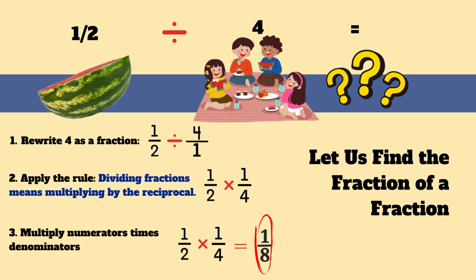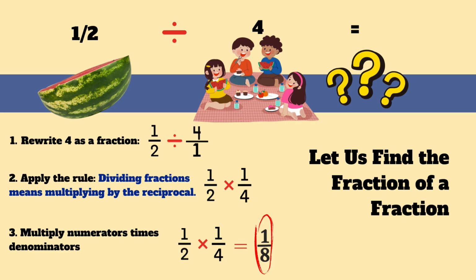Second, we need to apply the golden rule for dividing fractions. Keep, change, flip. We keep the first fraction, change the division sign to a multiplication sign, and flip the second fraction to find its reciprocal. So 1/2 divided by 4 over 1 becomes 1/2 times 1 over 4.